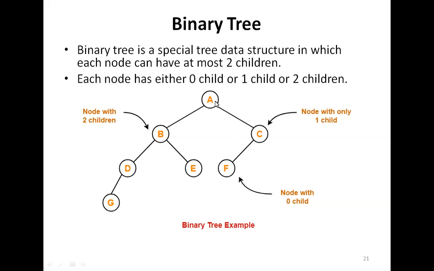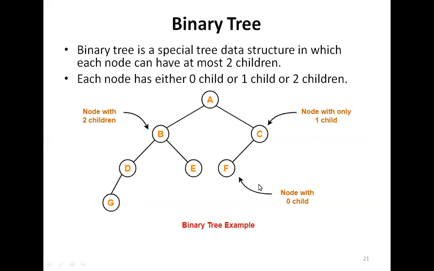You see here, start from this root node. This is the root node. Now this root node is having two children. This is first child and this is second child, B and C. You take this node B, it has also two children. So D and E are its children. Similarly, you take this node C, it is having one child, that is F. You take this node F, it is having zero child. You take this one E, it is having zero child. You take this node D, it is having one child, that is G. You take this node G, it is having zero child.